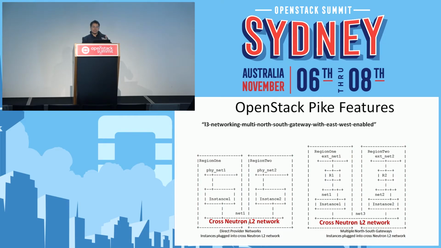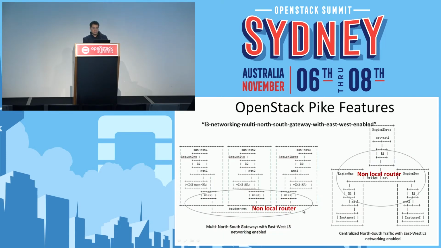And with such networking objects, we can create many different network topologies. For example, use a cross-layer 2 network to bridge instances in different Neutron servers or different OpenStack, or use a non-local router to connect different instances using layer 3 networking. You can refer to the networking guide in the Tricircle official documentation site.